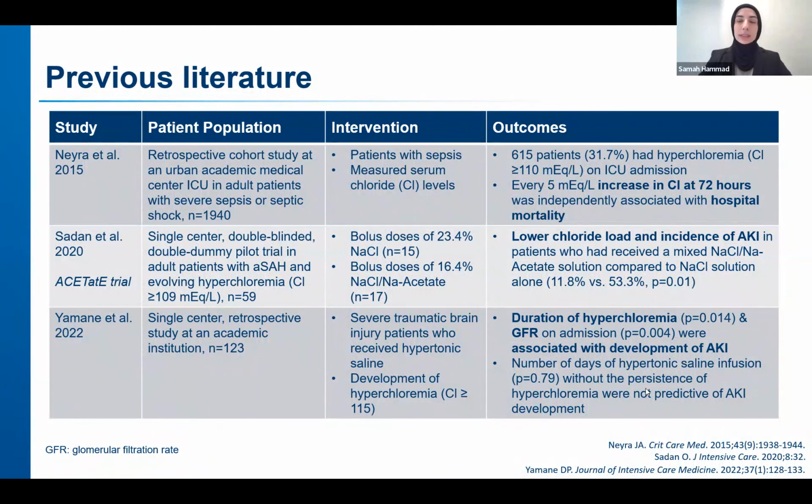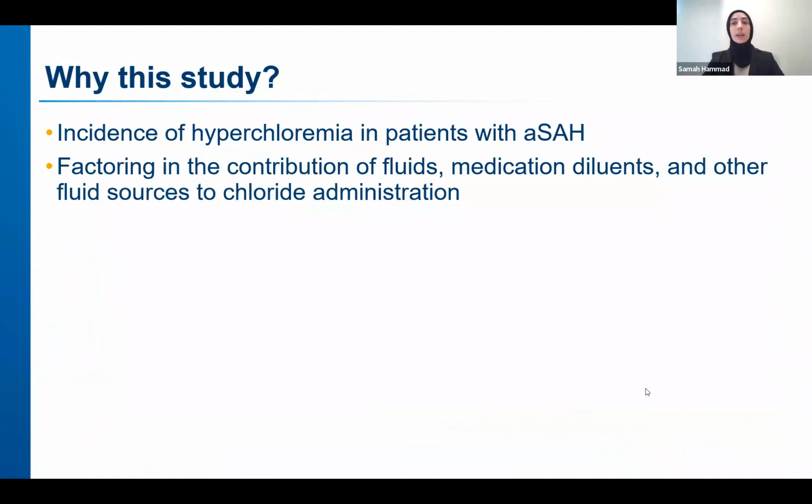Finally, here we have this most recent single-centered retrospective study from 2022 that looks specifically at patients with severe traumatic brain injury who had received hypertonic saline. Investigators found that specifically the duration of hyperchloremia and GFR at admission were associated with the development of AKI. However, again, it's important to note that this was a retrospective study of 123 patients. That brings me to the study looking at the incidence of hyperchloremia in patients with aneurysmal subarachnoid hemorrhage, factoring in the contribution of fluids, medication dilutants, and other fluid sources to chloride administration.